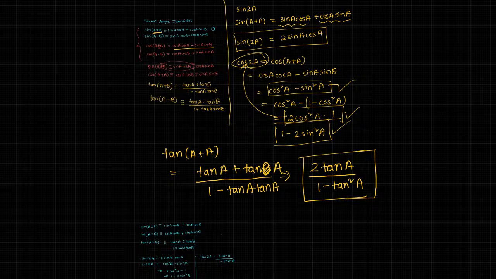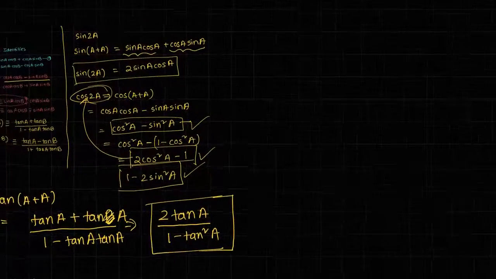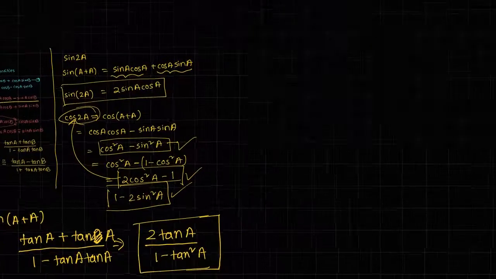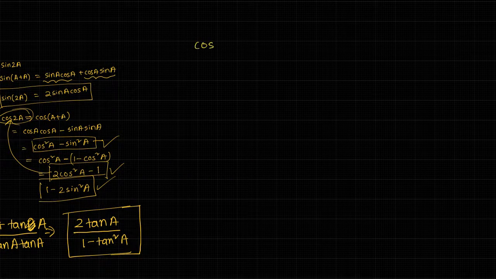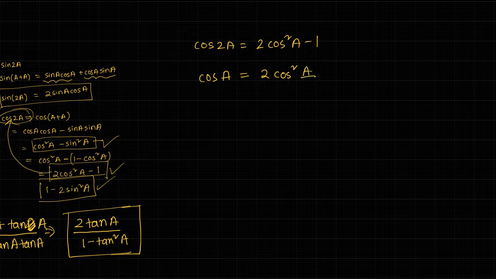Now that's for today. But one thing I just want to show you is that if you wanted to extend this expression further, for example, cos 2a is equal to 2 cos squared a minus 1. Now instead, if you were given cos a, then you could have written this as 2 cos squared (a/2) minus 1.